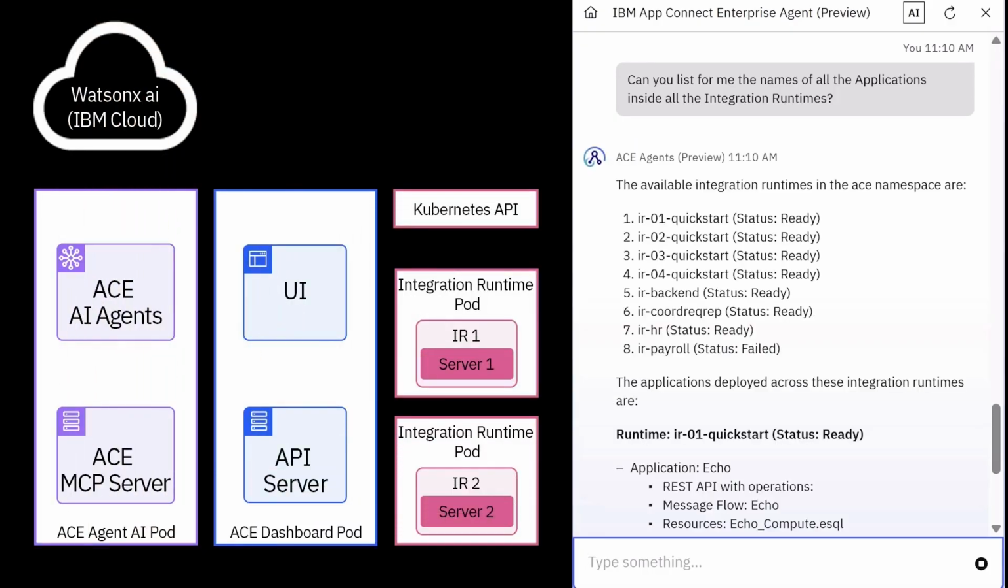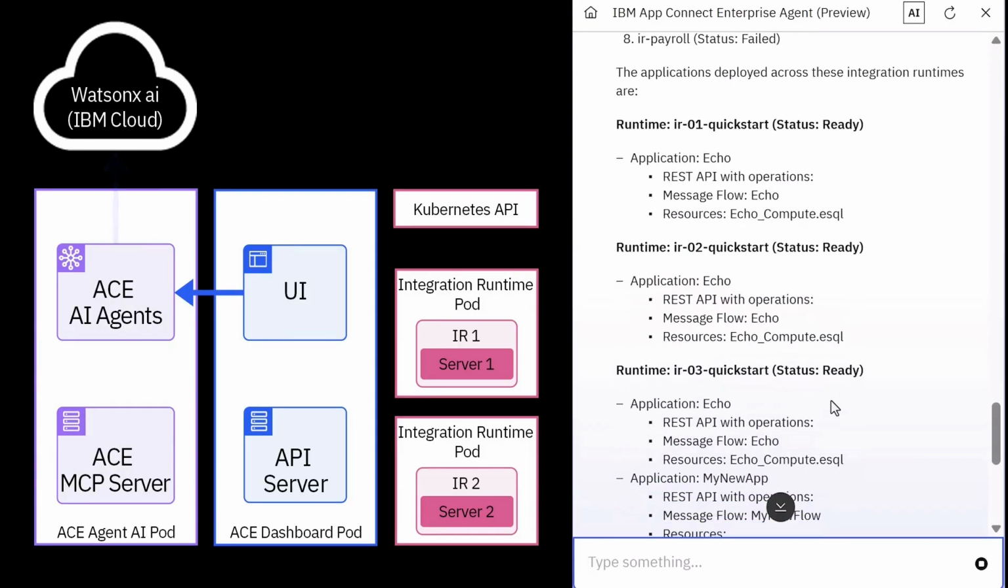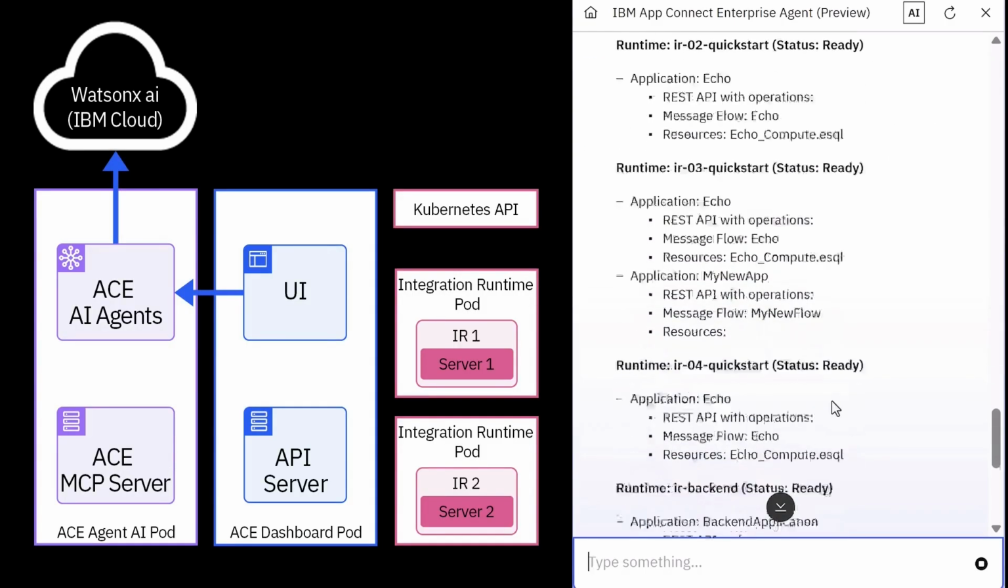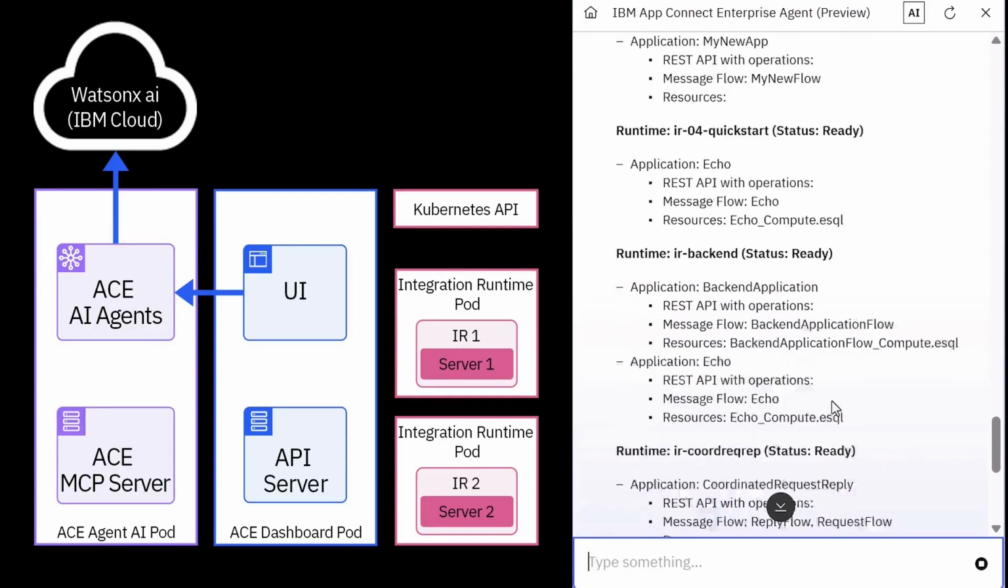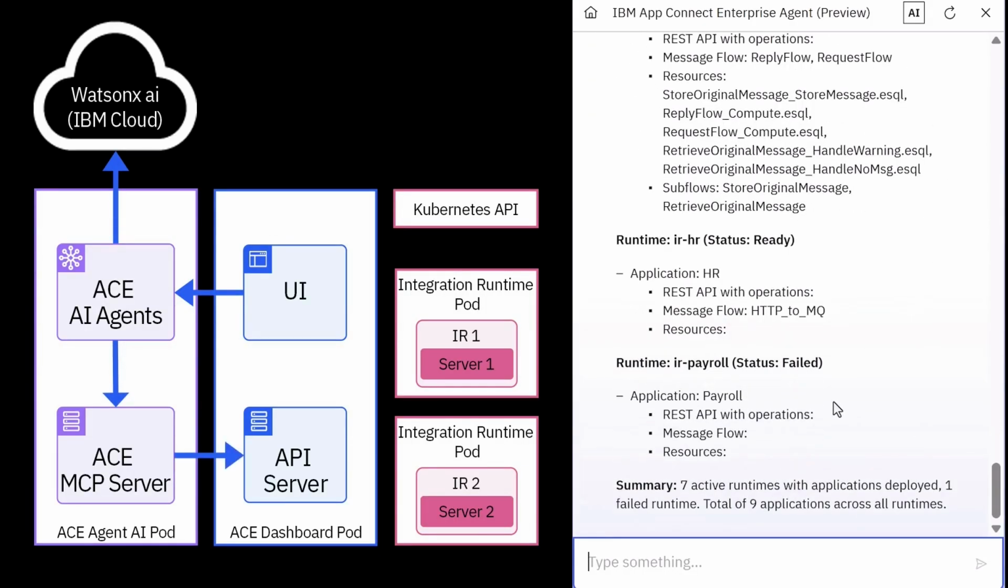Underpinning this architecture, these prompts from the user are being sent to an agent architecture that utilizes a couple of different LLMs which are deployed in the public IBM cloud using the watsonx AI service. The agents can also reach into the individual integration runtimes and report on the deployed artifacts.